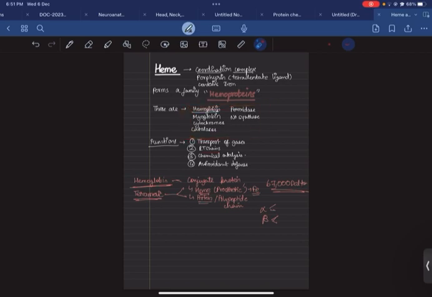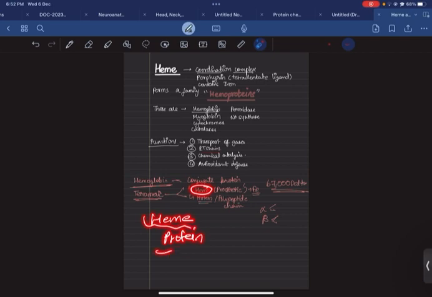Now hemoglobin, because the most relevant part here is hemoglobin. So hemoglobin is a conjugate protein. We'll see why it is called conjugate. See, it has two parts. It has a heme and it has a protein.